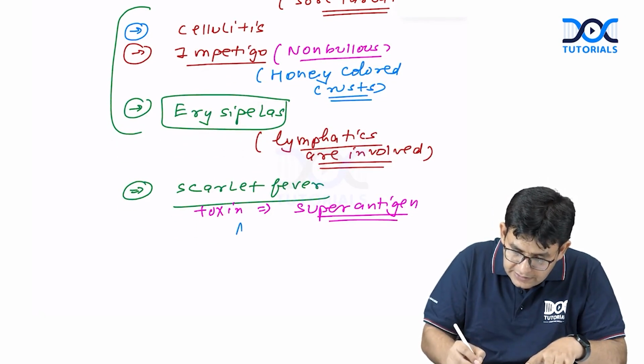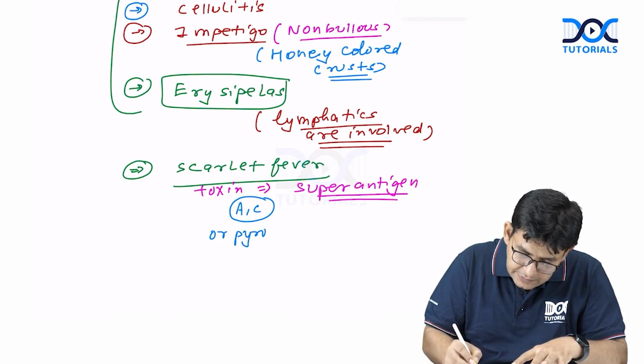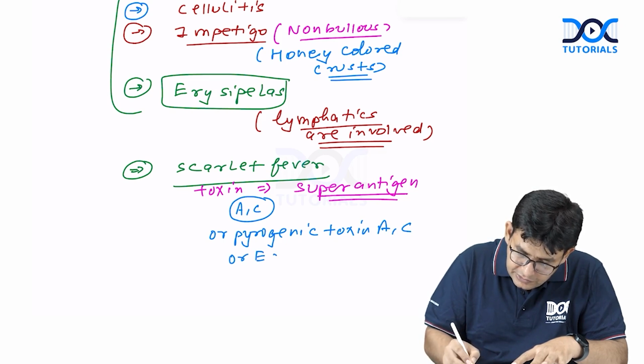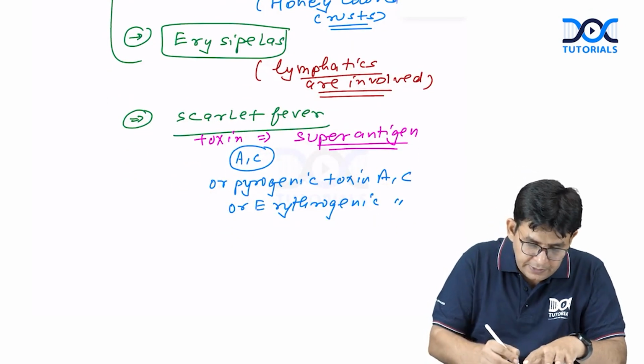Which one? Toxin A and C. The other name of the same toxin is what? Pyrogenic toxin A and C, or erythrogenic toxin A and C. This is also the same scarlet fever toxin.